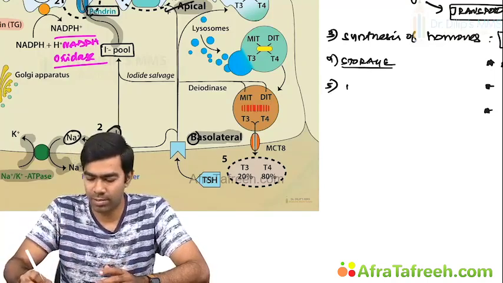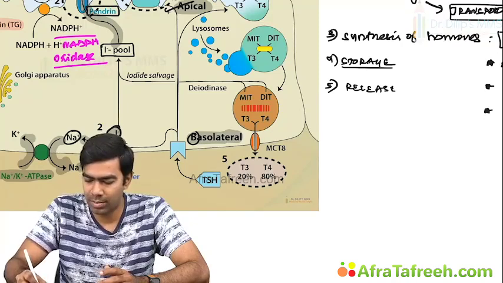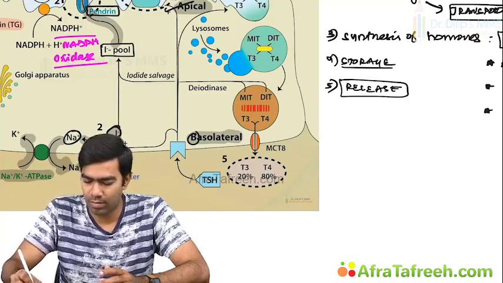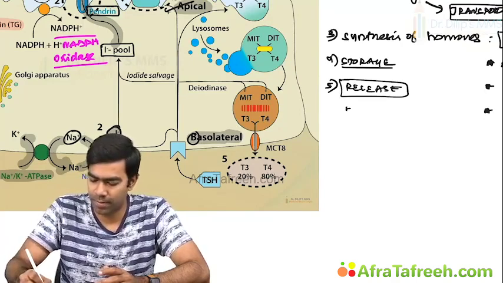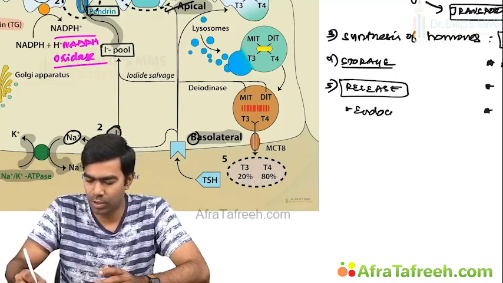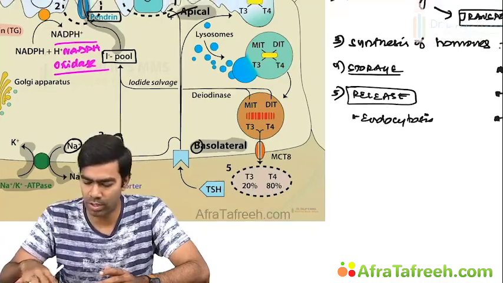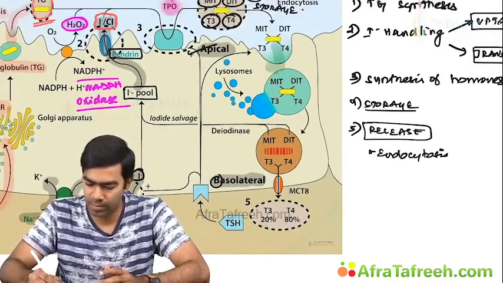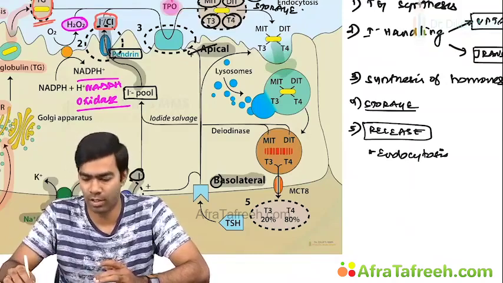So the final step is the release of the hormones. Release, in fact, again takes a lot of steps, 3 steps to be precise. The first step in the release is going to be endocytosis. So this colloid has to be endocytosed, which means, when I say the colloid has to be endocytosed, you have to tell that it's not the colloid that is endocytosed, it's the thyroglobulin molecules that are endocytosed.